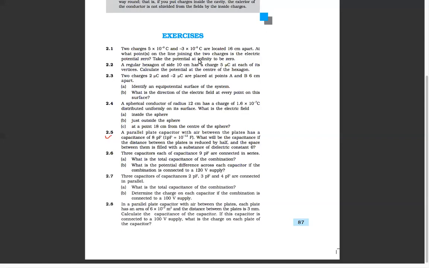So up to last class, we have completed up to spherical capacitor. Let's start with some numericals of parallel plate capacitor. Start with question number 2.5.